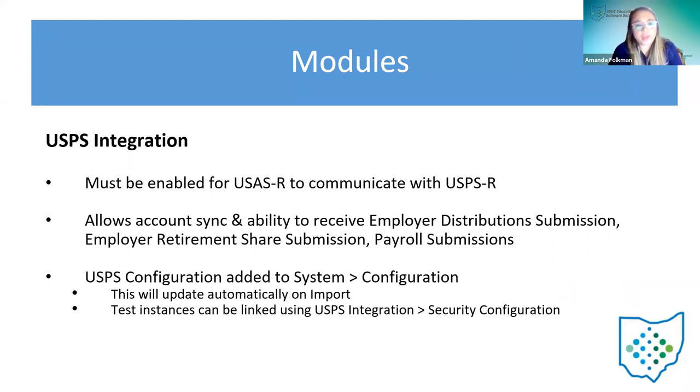All right, so next is talking about the USPS integration module. Unless you have a district that's only using USAS, then you're probably going to have this enabled. It must be enabled for USAS to communicate with USPS. This integration is the reason that we could push over the submission files that we looked at earlier, the employer distribution submission and the payroll submission. Being able to connect that over happens through this module. This will likely be enabled when you migrate the district over. And this also allows the account sync to happen.